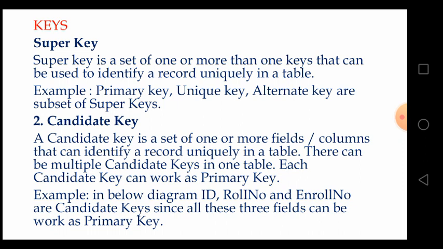Next, composite or compound key. A composite key is a combination of more than one field or column of a table. It can be a candidate key or primary key. That is composite key.